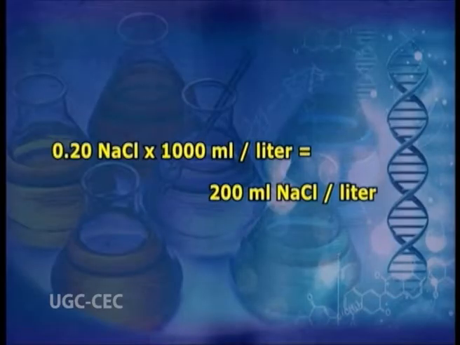If the total quantity needed is 1 liter, then it would simply be a matter of calculating 20% of 1 liter, which of course is 0.20 sodium chloride times 1000 milliliter per liter, equal to 200 ml sodium chloride per liter. Percentages are used more in the technological fields of chemistry, such as environmental technologies, than they are in pure chemistry. Using the information above, it is possible to calculate concentrations of solutions and make up solutions of desired concentrations.